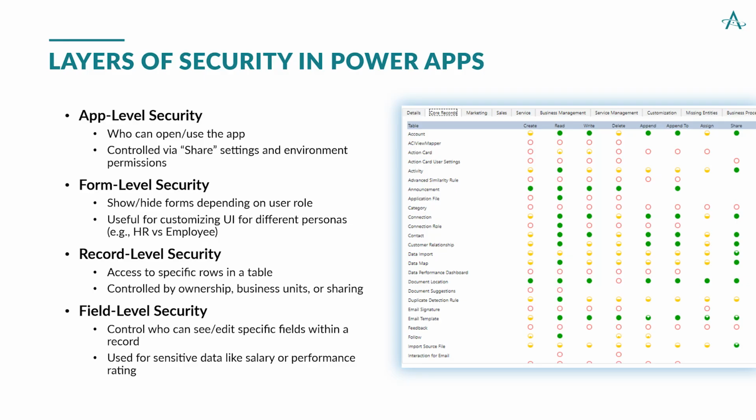Form level security changes how the app looks based on the user, showing a simplified form for some and more fields for others. Record level security controls which rows or records someone can access, like seeing only their own time off requests. Field level security protects individual pieces of data, such as hiding salary info or health details, even if the user can see the rest of the record. When used together, these layers give you full control over the user experience and data protection.